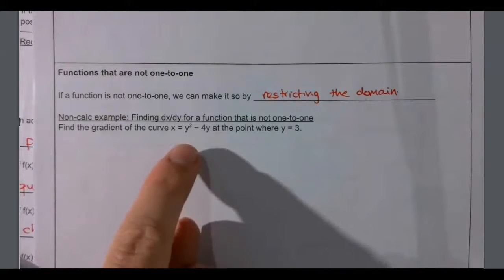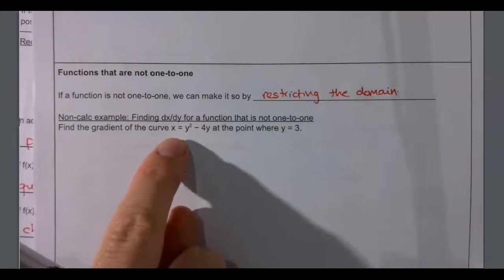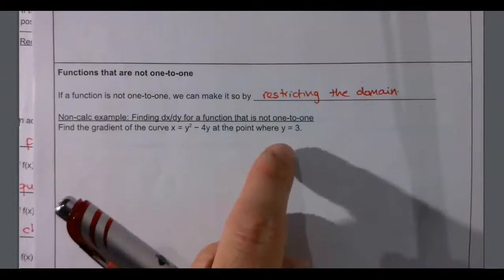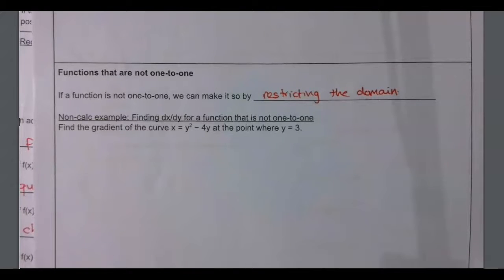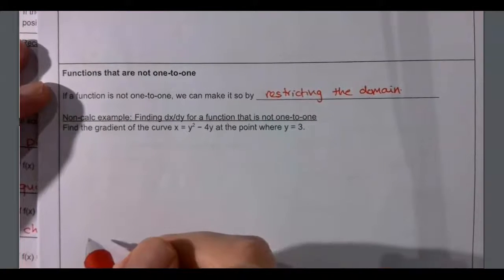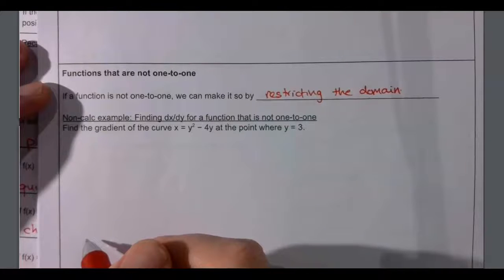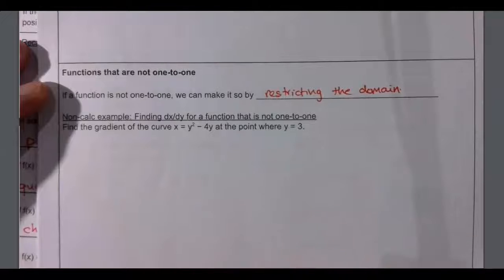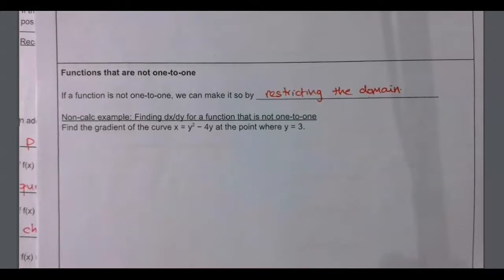If we've got a gradient where we've got a quadratic of x in terms of y, we know quadratics like this are not going to be 1-to-1, and so we have to think about that part of the curve that we're looking at. So first thing I'm going to do here is I'm going to take this function, I'm going to sketch it, and I'd like you to pause the video and try that now. And then we're going to think about, okay, what about this point y equals 3? So have a go at sketching the function and finding the gradient.